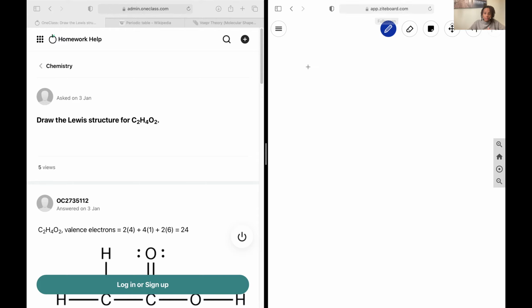Okay, next up we'd like C2H4O2, draw the Lewis structure. They've asked for one structure, and so you can draw one. This actually has many structures.